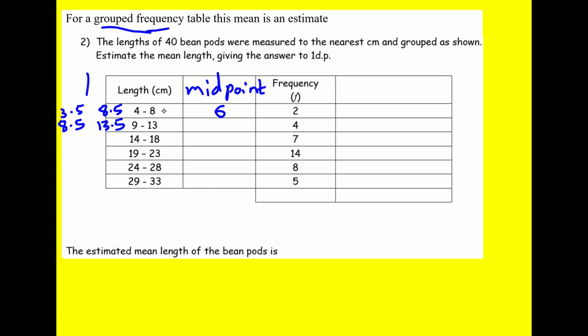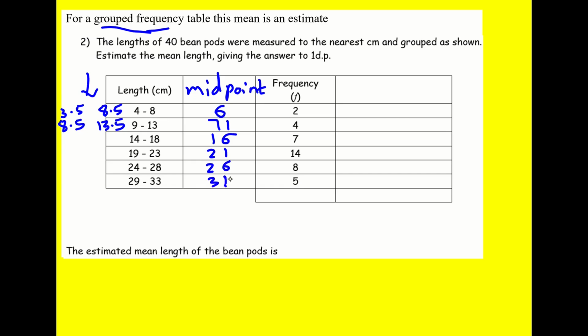You get away with it in this scenario, but you might not if it was something like ages. No, you don't round ages, they're whole years. You need to be a bit careful, so just be aware of that. But we can use the midpoint. We're going to get 6, 11. This one's going to be 16, then 21, 26, and 31.